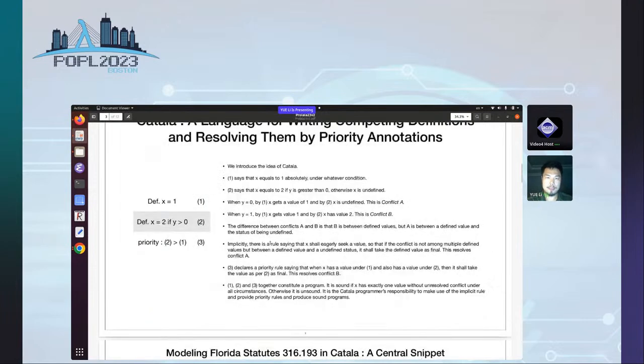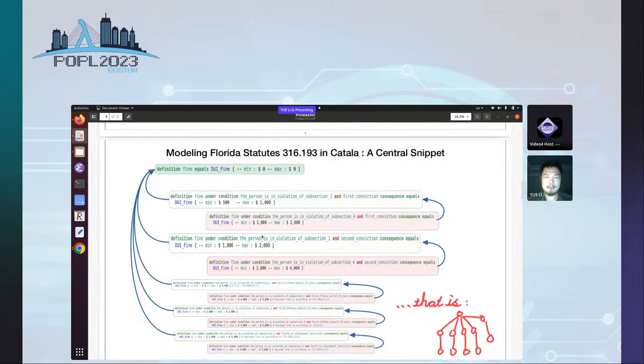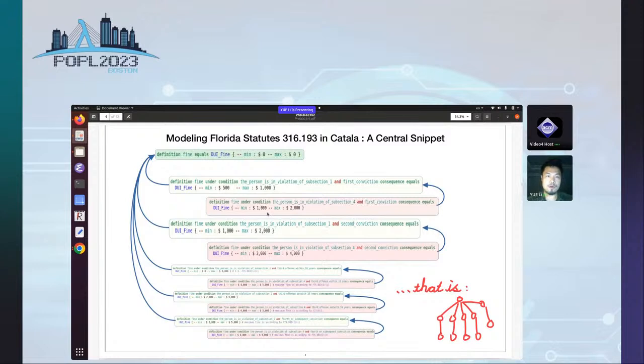And now we see how we're using this language to write a calculator for calculating the fine for a DUI violation according to Florida statutes. We chose Florida statutes because our legal partners happen to come from Florida, so we have support from them. In this diagram, the boxes are excerpts from the code, and the arrows represent the exception relationship. If there's an arrow from one box to another, the source of the arrow is the exception to the target of the arrow.